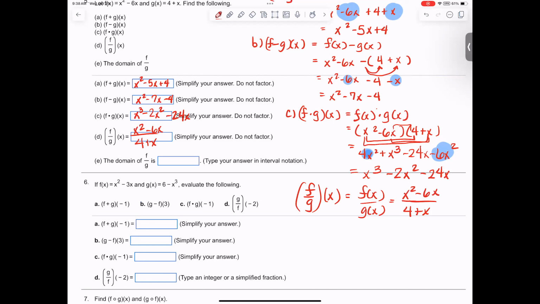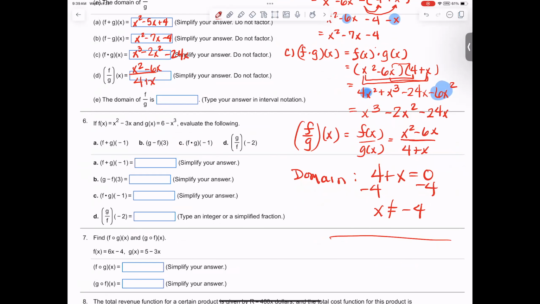All right. I need to find the domain of this thing. And to find the domain, I set the denominator equal to 0. And that is the restriction on my domain. X cannot equal -4. And in interval notation, that is everything to the left of -4 and everything to the right. So everything except -4. So that's negative infinity to -4 with a parenthesis, and then from -4 to infinity.